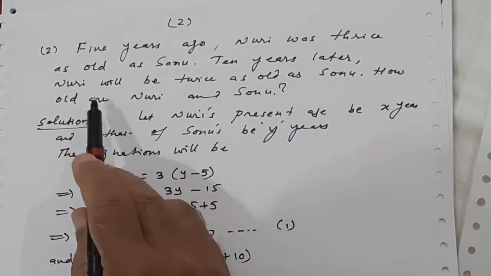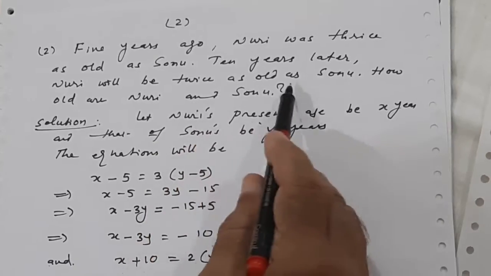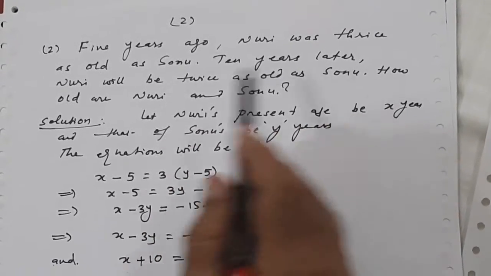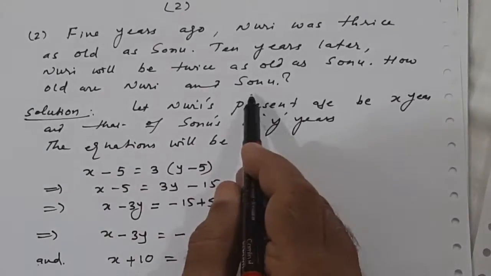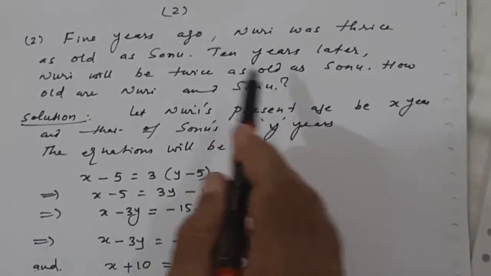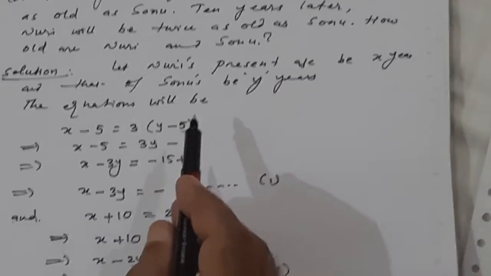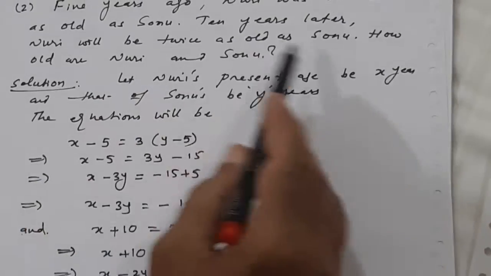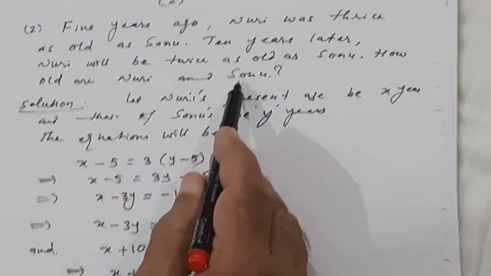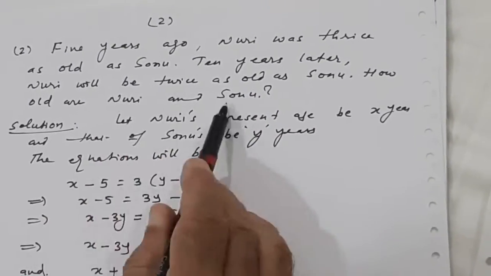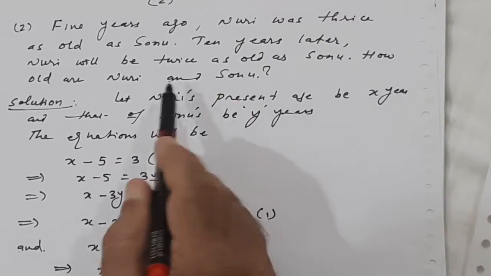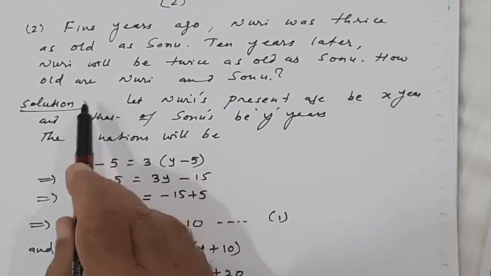10 years later, Noori will be twice as old as Sonu. How old are Noori and Sonu? So this is the question regarding the ages. So how old are Noori and Sonu? That means we have to assume this. You have to start with the question. What is the question? How old are?